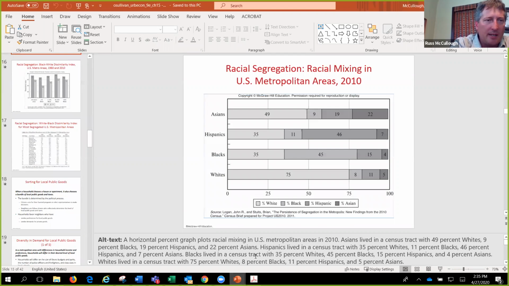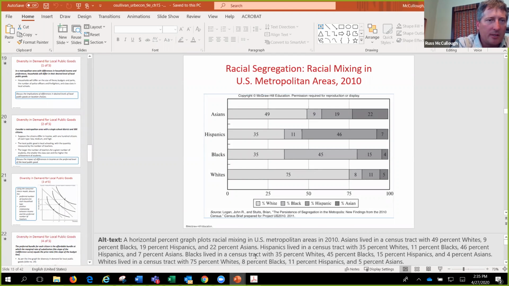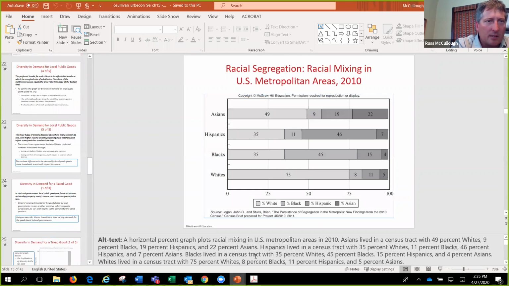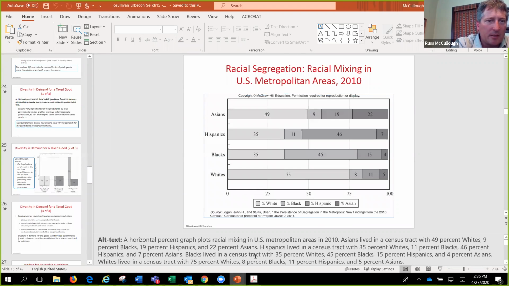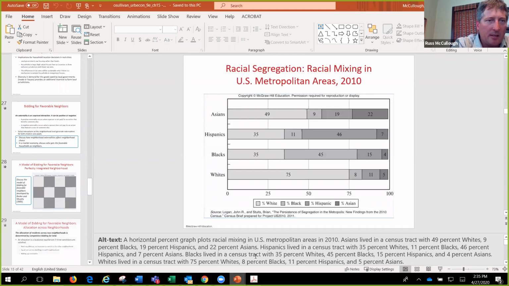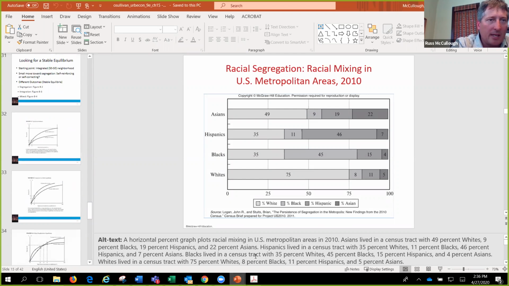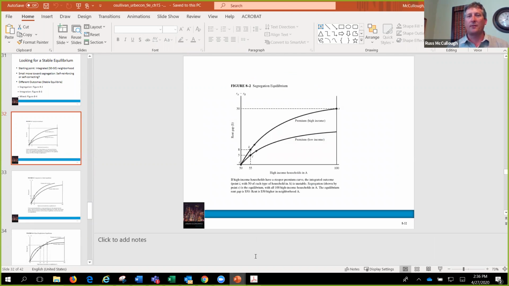So this was data on segregation. We saw that with local public goods, diversity and demand. Okay, here's where we got the one that you had some questions on for sure. So we were trying to establish if we'd get segregation or not.